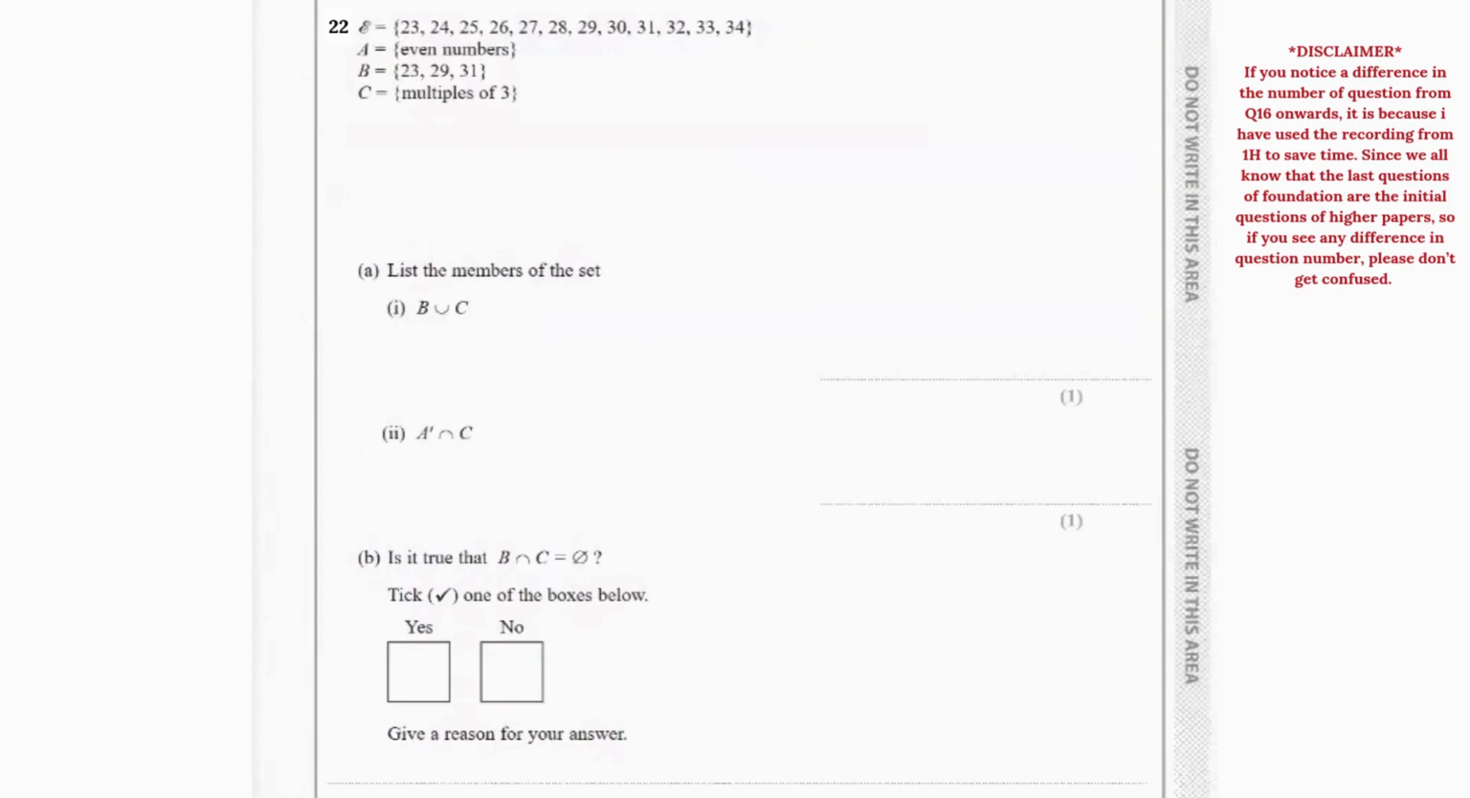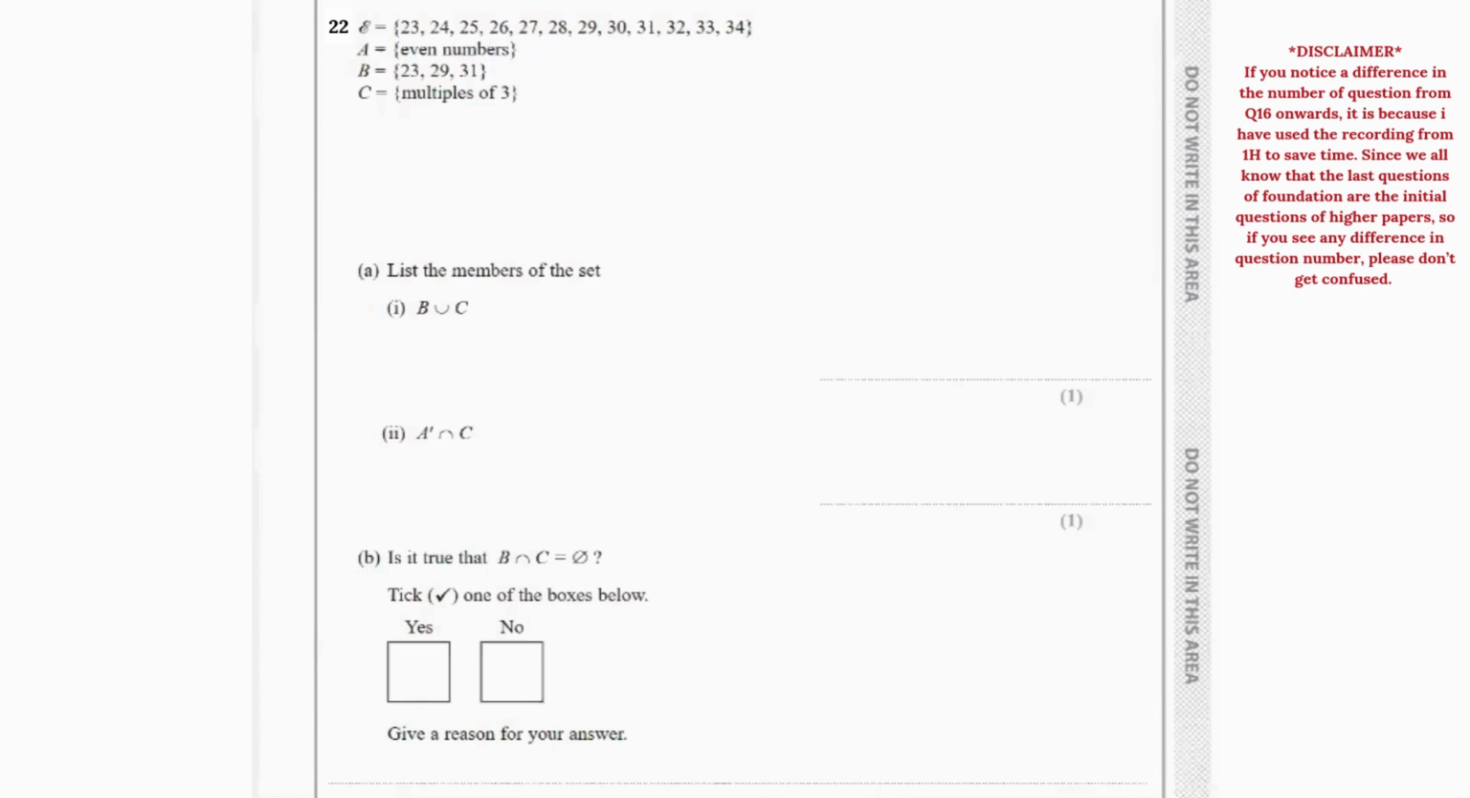Question 7 has given us a universal set of different numbers starting from 23 to 34. A is a set for even numbers. B includes 23, 29, and 31. C is multiples of 3. We have to list the members of the set for B union C.